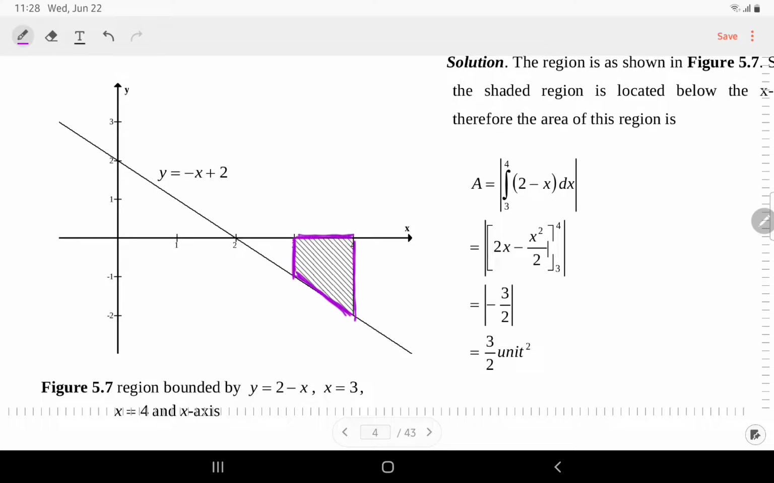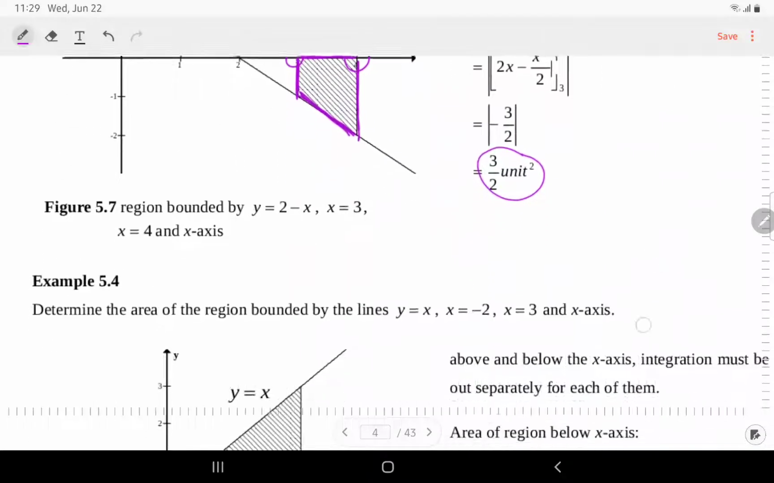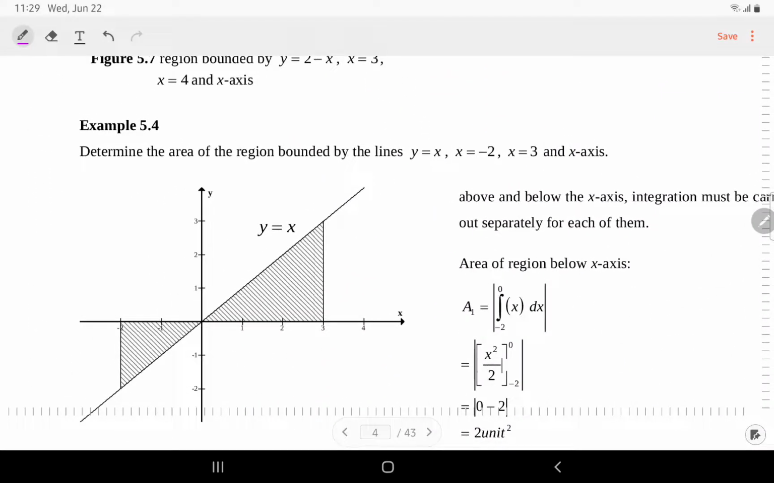So we can see that this shaded region is located below x-axis. So we are going to use the formula that has absolute sign here. Absolute, okay. So A equals absolute of integration from 3 to 4. Sebab dekat sini 3, dekat sini 4, 3 to 4. And then insert the function, okay, 2 minus x dekat sini, and then integrate by dx. Okay, so selesaikan dapat negative value, so kita jadikan dia positif. Okay, so ini jawapan dia. Next example 5.4.